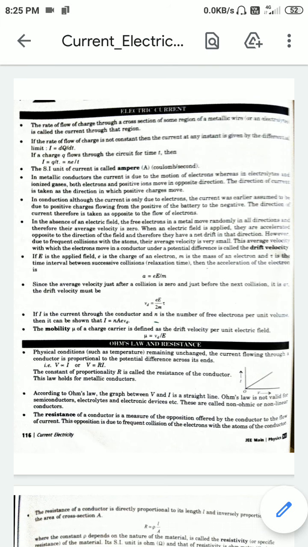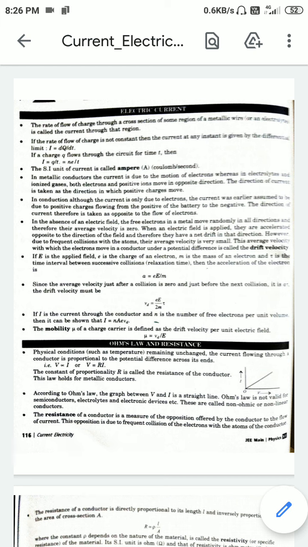If the rate of flow of charge is constant, then the current at any instant is given by the differential limit, like I = dq/dt. If the charge q flows through the circuit at time t, then I = q/t. So q you should write as nE. So if I = q/t, that is equal to nE/t, where n is the number of charges, and e is what? The charge on the electron.